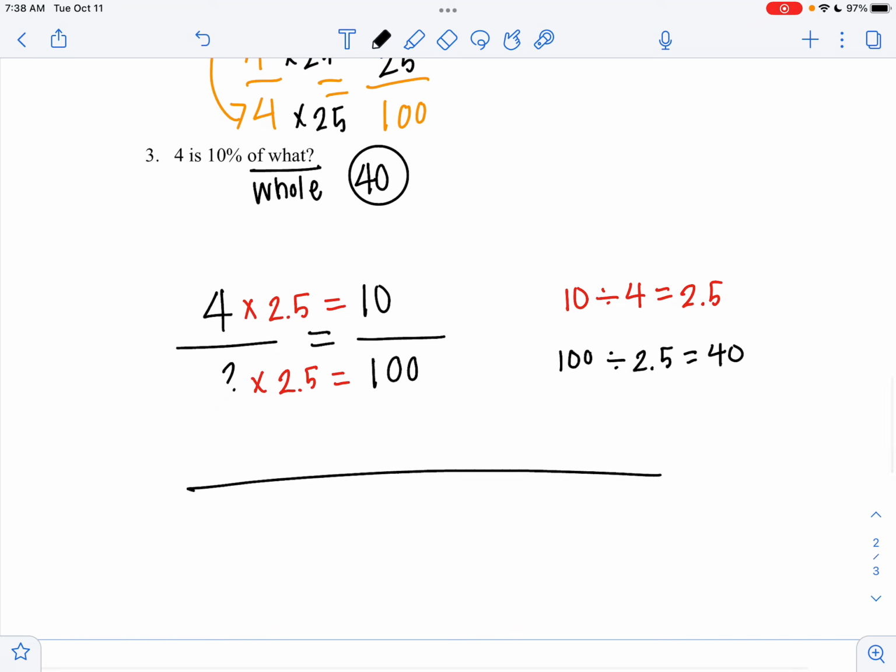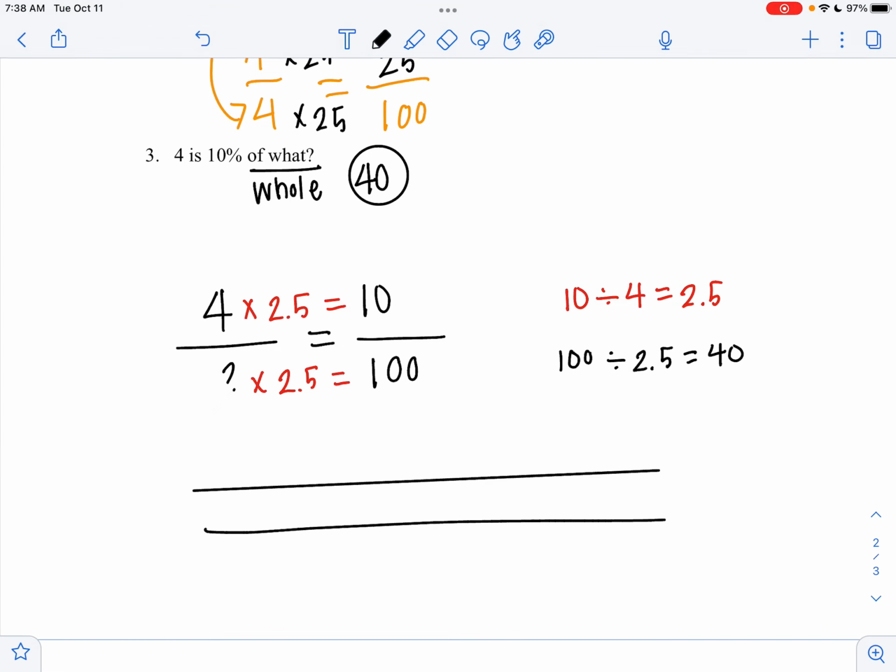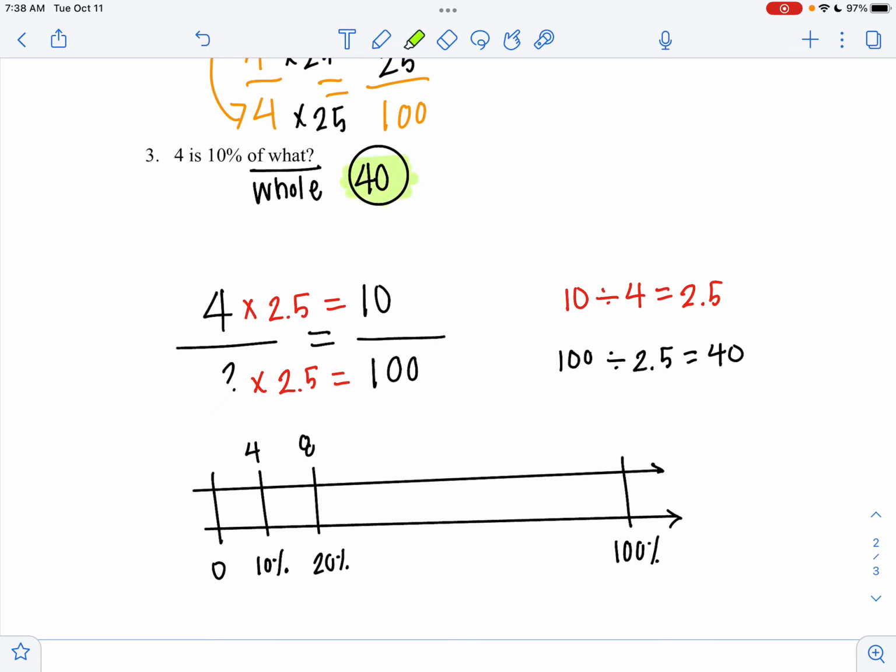Once again, you could have used a double number line here. It just would have taken a little bit longer because we would have needed to count up 10%. We're looking for the whole, which is 100%. You know that 10% is 4, so you just would have needed to keep counting up by 4s and 10%. But either way, your final answer would be 40.